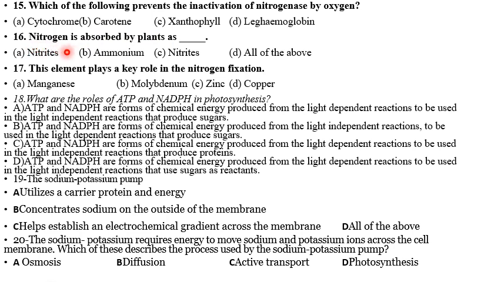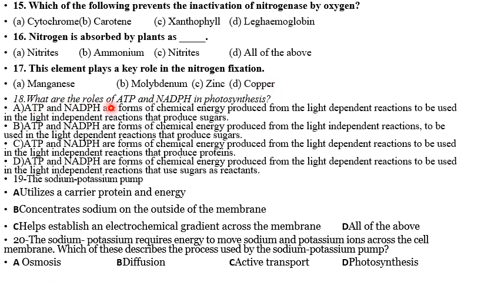Number 16. Nitrogen is absorbed by plants as nitrites, ammonium, nitrates, or all of the above? By the way, question 16 came before in the fifth assignment. Number 17. This element plays a key role in nitrogen fixation. Is it manganese ion, molybdenum, zinc, or copper?